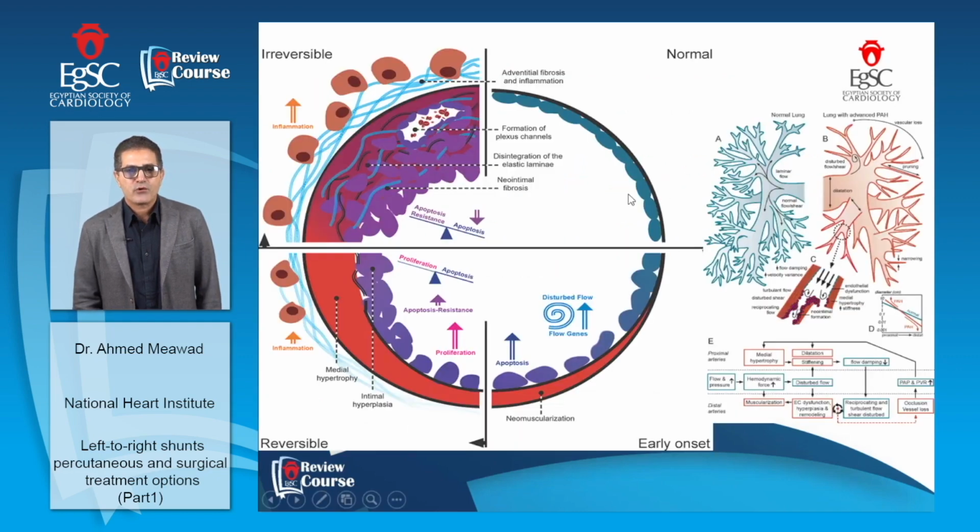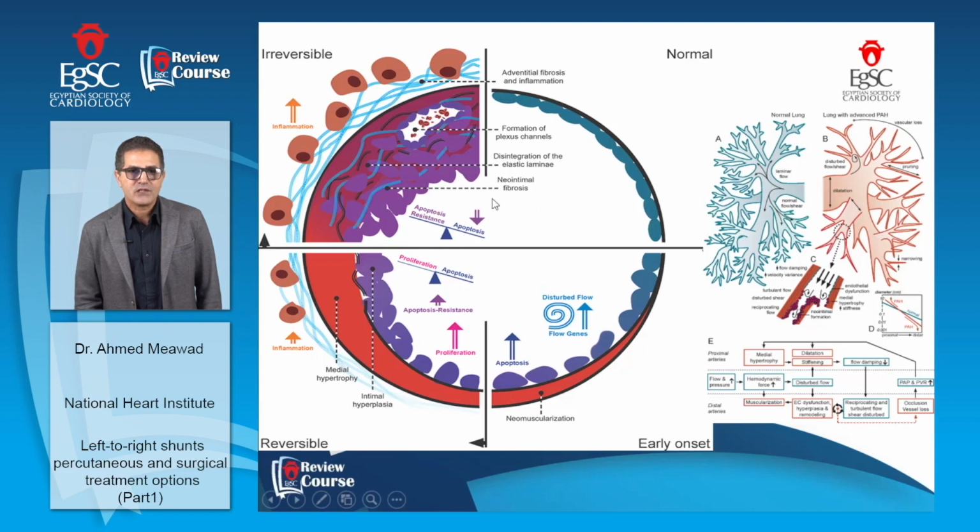This scheme shows the progression of pulmonary arterial hypertension at the acinar arterioles due to persistent volume and pressure overload. Normally, it is composed of one layer of the endothelium and adventitia. When there is volume or pressure overload, there is new muscularization, swelling of endothelium cells, and proliferation of the endothelium and hypertrophy of the media. This stage is the reversible stage, at which when we close the defect, everything will return to normal.